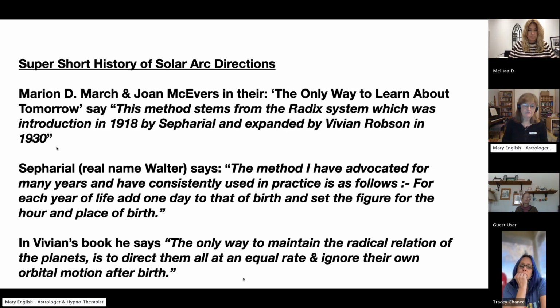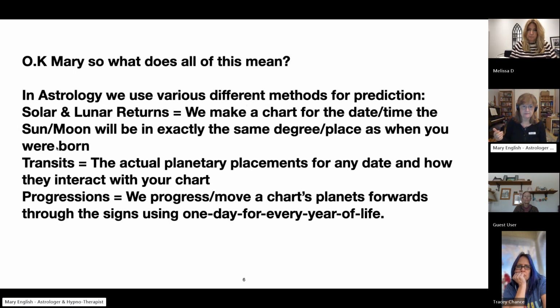For each year of life, add 1 day to that of birth and set the figure for the hour and place of birth. In Vivian's book, he says, the only way to maintain the radical relation of the planets is to direct them all at an equal rate and ignore their own orbital motion after birth. I'll explain more about that in a minute.